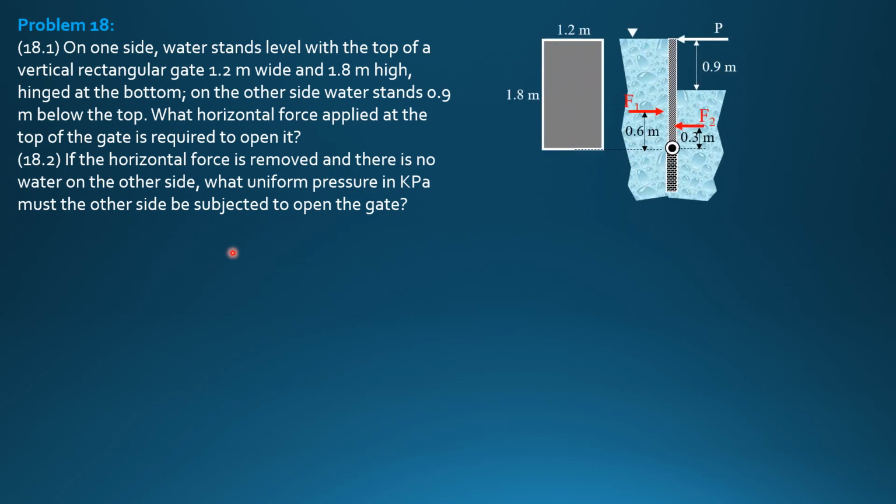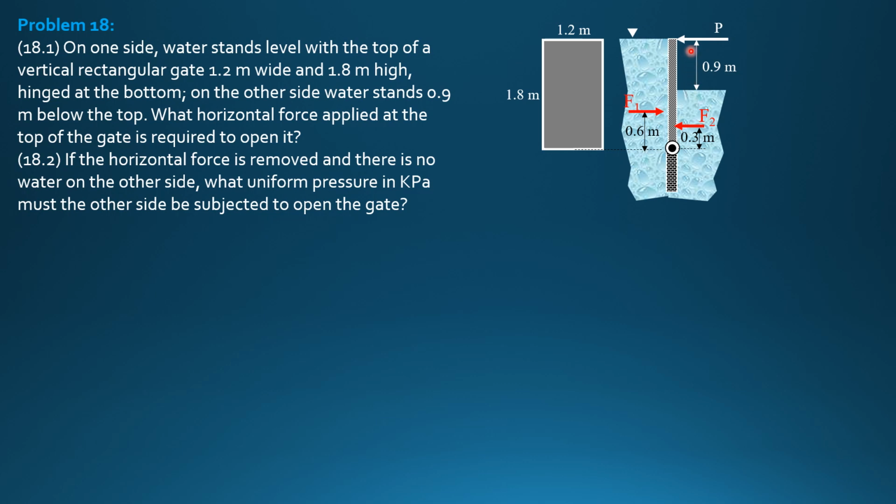So for the first situation, the water surface is flush with the top of the gate. So the location of the center of pressure for F1 is 2/3 of 1.8, 1.2, or 1/3 of 1.8, 0.6 meter from the bottom.